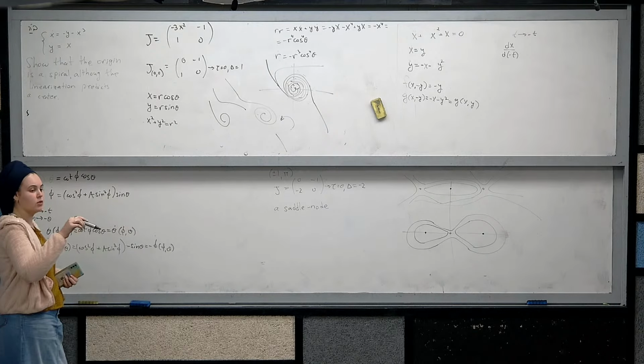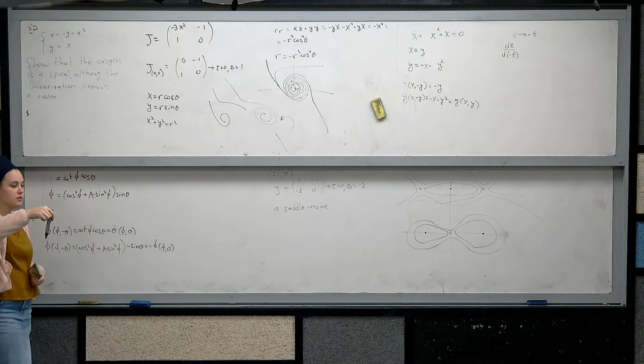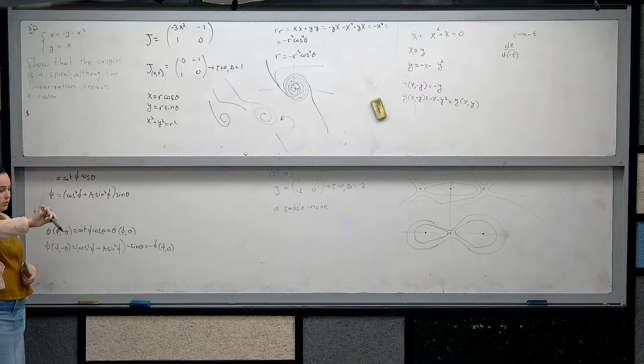Let's think about the pendulum, right? You have r and theta on this. So you change the time, what you will see is this. So r stays the same, but theta is going the reverse way.